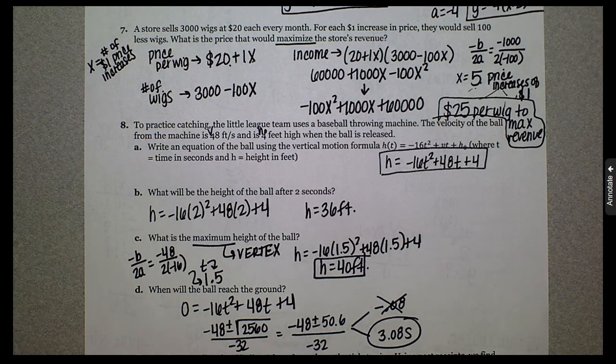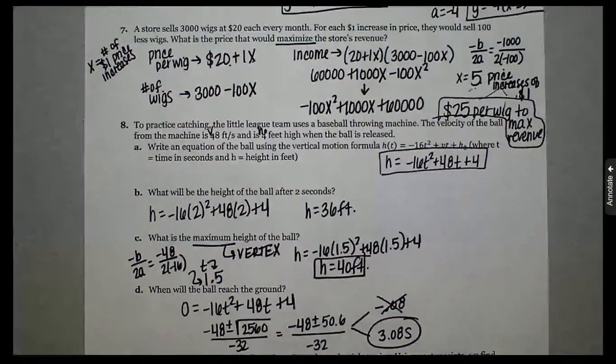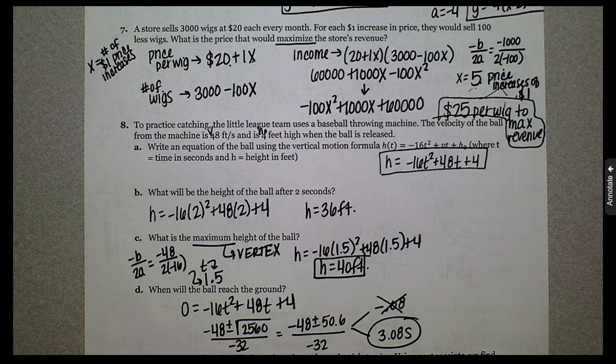So you'd want to put that in decimal form? Yes, for word problems, we want decimals because it just makes more sense. Like if you told me something was negative 48 plus or minus root 2560 over negative 32 seconds, I would be like, I don't know what that is. So yeah, word problems, decimals.